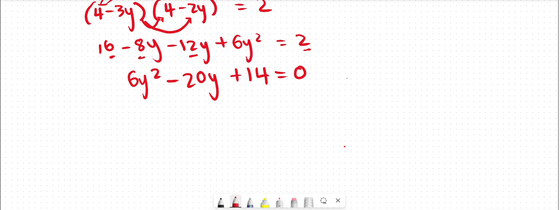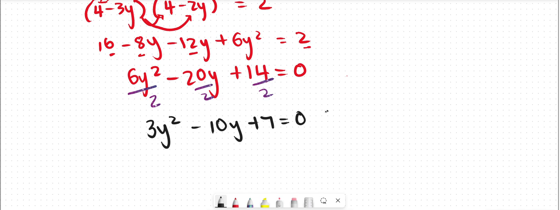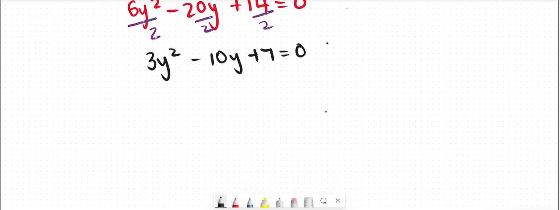And at this point, I notice that there's a common factor that I can take out there or divide with. So I'm going to divide this by 2, this by 2, and this by 2. And if I divide, I end up getting a 3y squared minus a 10y plus a 7 is equal to 0. Right, so this is a trinomial that you can factorize, or rather get the solutions of y there from using your quadratic equation. That's one way to do it, but I know how to factorize that.